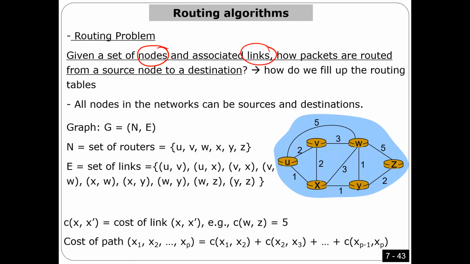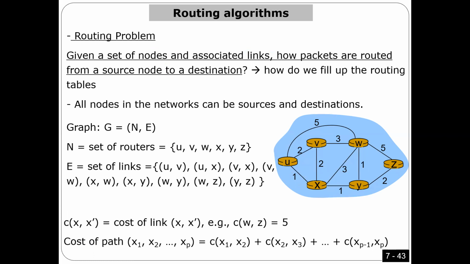So what do you mean by the number here? You put some number on each link. What does this mean? This means the cost. Okay, the cost. So what do you mean by the word cost? It's up to you how to define this cost. For example, this cost can be the delay.